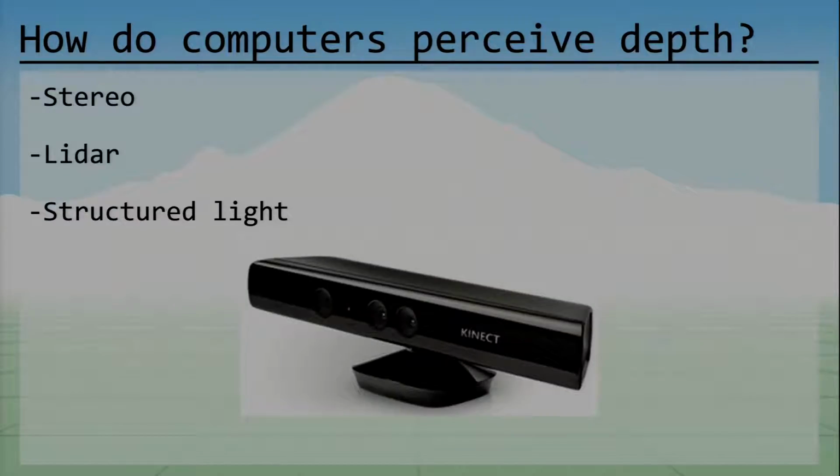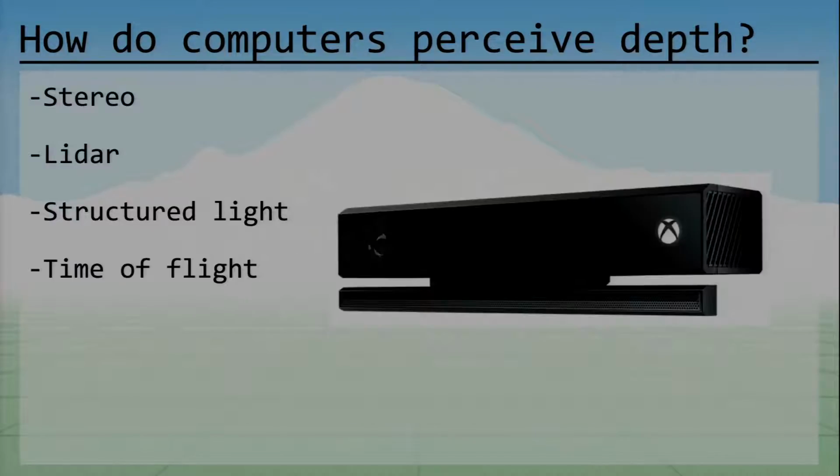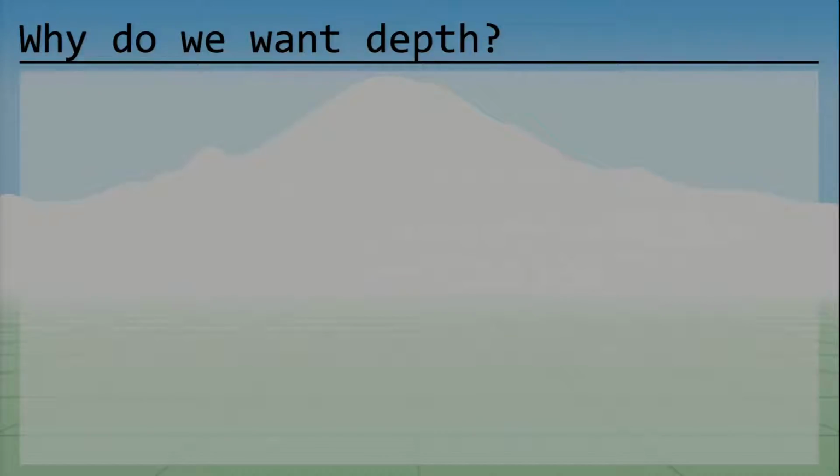There's also structured light sensors, like this is the original Kinect. Structured light sensors work by projecting a pattern in infrared light out into the scene, and then having an infrared camera that can measure the distortions. And then the Kinect 2, actually, is a time-of-flight sensor. So this is very similar to LiDAR. It just projects out lasers into the scene and times how long they take to get back. This is how computers perceive depth, and we talked about how humans perceive depth. But why would we even care about depth?